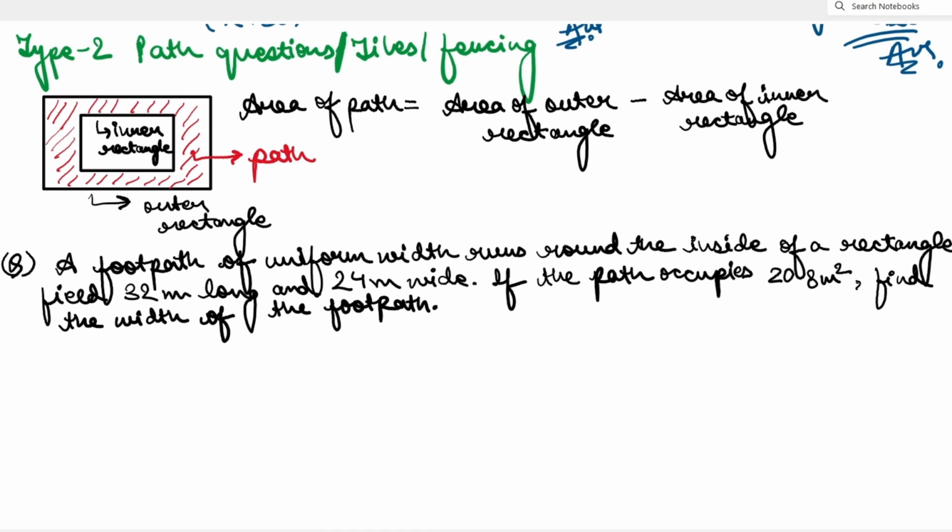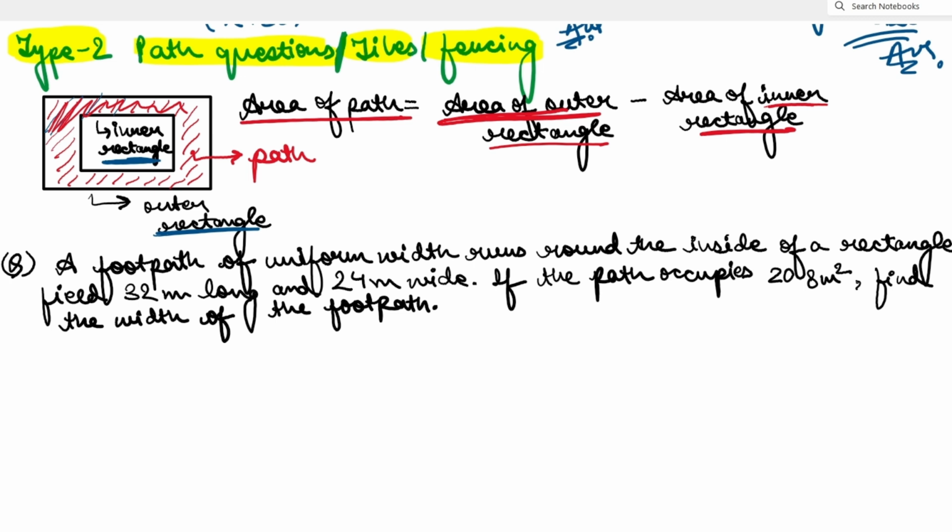Okay, this is the type 2 question, and this question is a very famous question. Boards asks this question every year. So you have either the path questions to be asked, or tiles question, or the fencing question. Okay, so how to understand the concept is basically this is your outer rectangle. Okay, and then you have one inner rectangle as well. So if you need to calculate the value of this leftover portion, this red portion, you need to subtract the area of the inner rectangle from the area of the outer rectangle in order to obtain the leftover path.